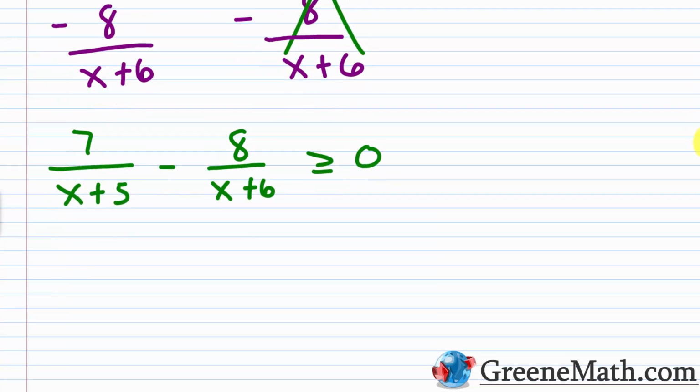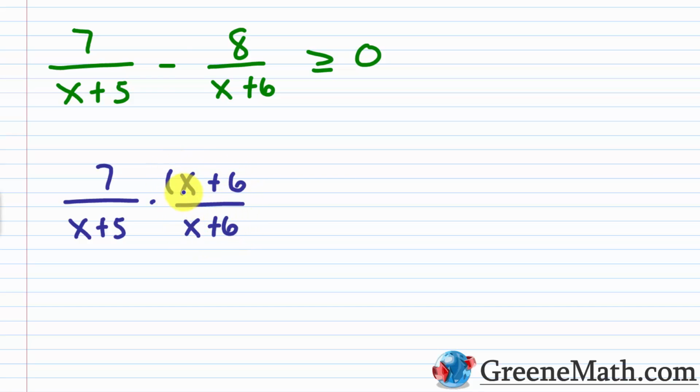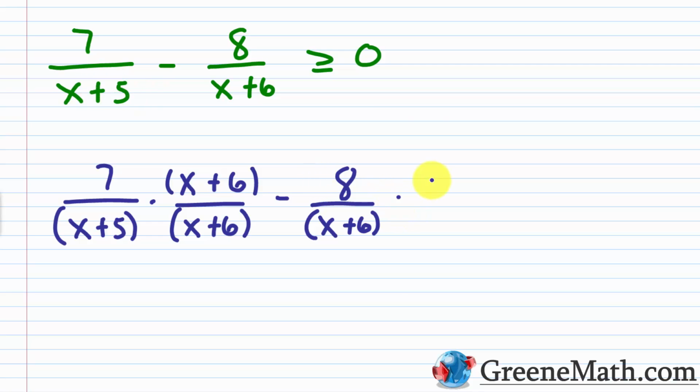Now, we know how to add and subtract rational expressions. We just need to get a common denominator going. So the least common denominator is the product of these two denominators, x plus 5, that quantity, times x plus 6, that quantity. So let's go ahead and do this. We're going to have 7 over x plus 5 multiplied by x plus 6 over x plus 6, and I'm going to wrap these in parentheses. Then minus 8 over x plus 6, and I'm going to multiply by x plus 5 over x plus 5. We're going to write this as greater than or equal to 0.